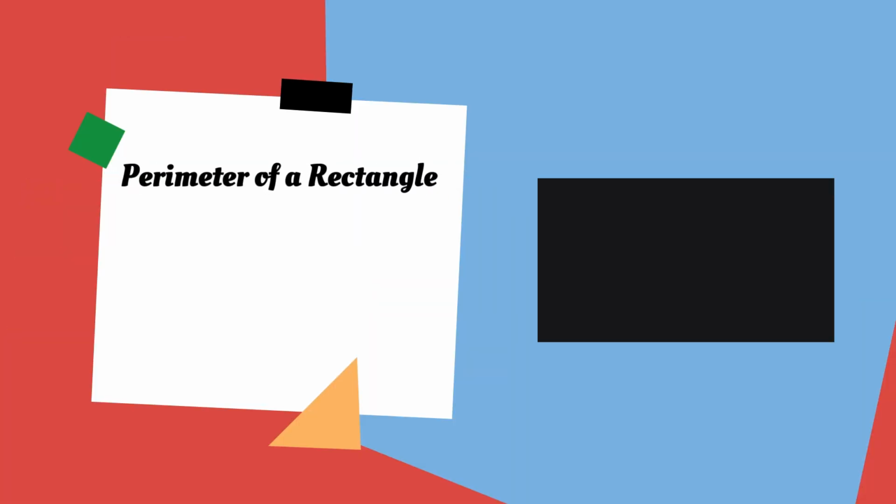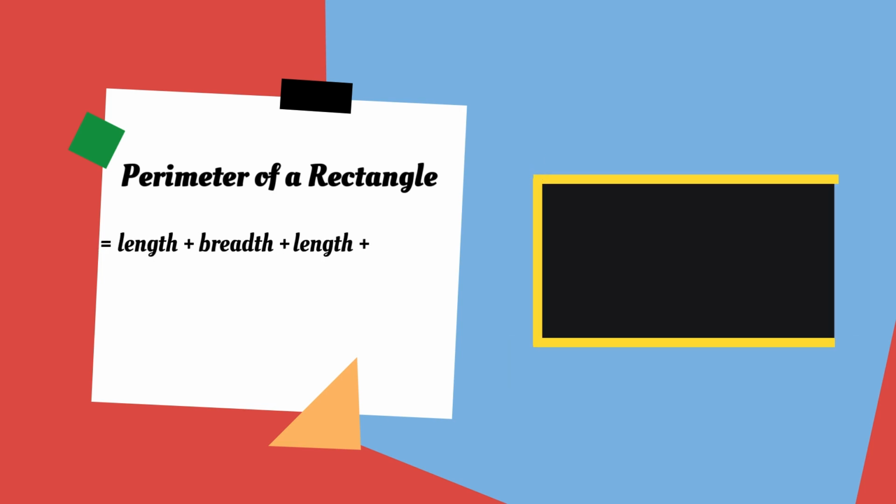Perimeter is the total length around the rectangle, which is the sum of all its sides. Since opposite sides of a rectangle are always equal, we can simplify this as 2 times the sum of its length and breadth.